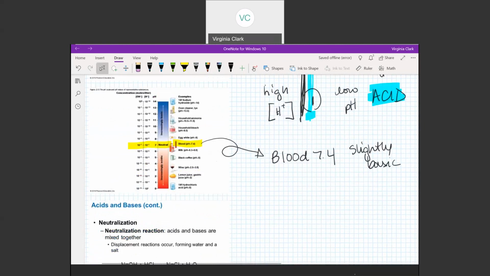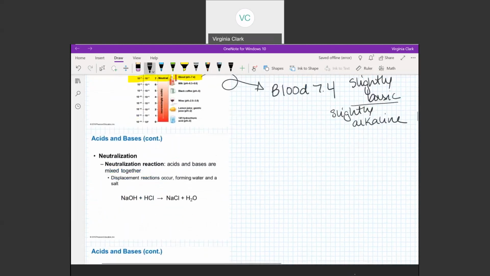You can also call this slightly alkaline. So if you've ever heard that term about alkaline water or the pH of your body, that is what it's referring to. But you can see some of the other things in our bodies, or household items or other pieces, and what those pHs are.